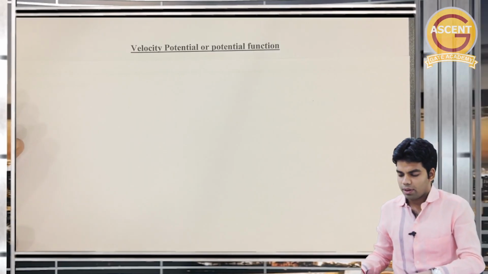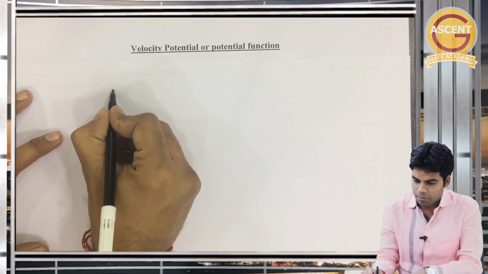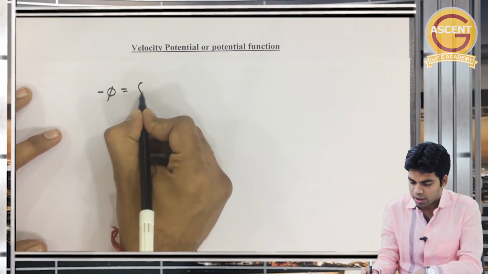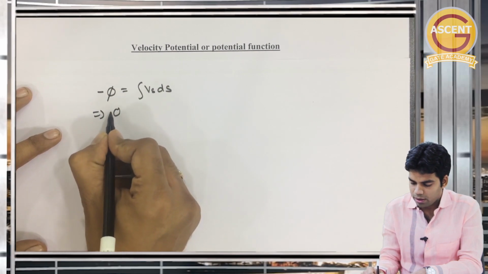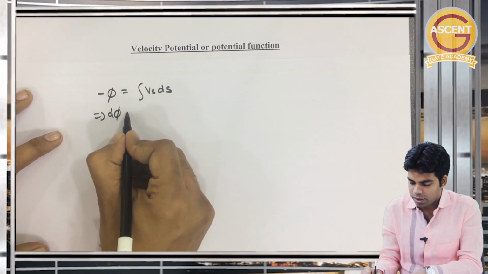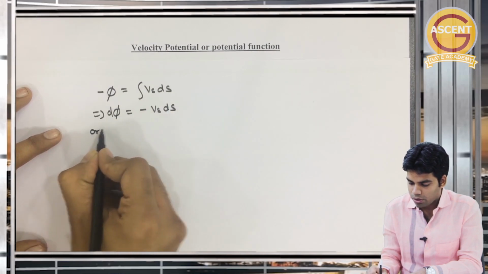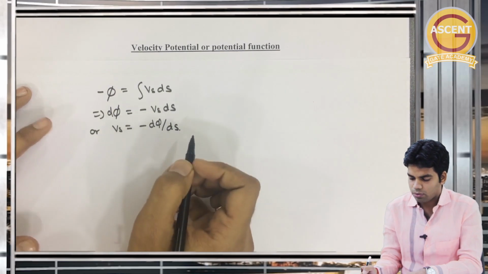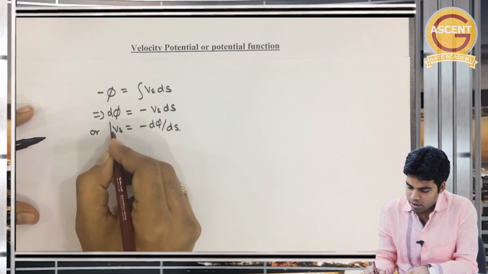Okay, so the next topic is velocity potential or potential function, and this velocity potential is denoted by phi, and it is defined as minus phi is equal to integration of vs ds, or you can say, if I differentiate this, I will get d phi is equal to minus vs ds. Okay, or you can say vs is equal to minus d phi by ds. Okay, so from this we can define this phi. vs is equal to minus of d phi by ds.